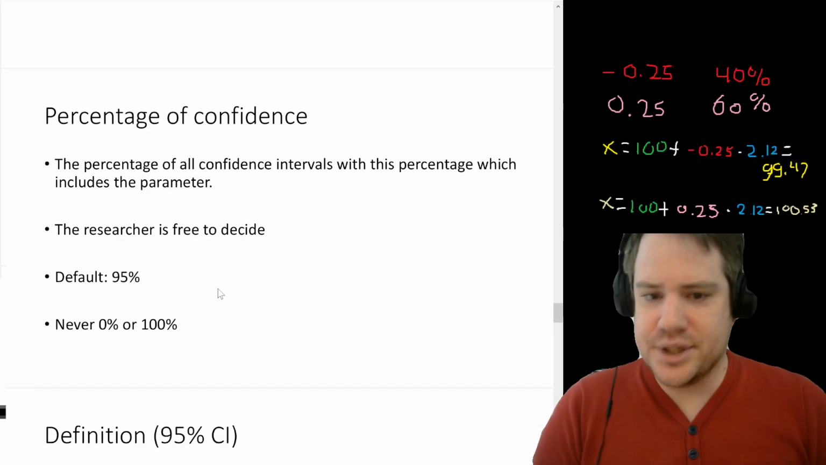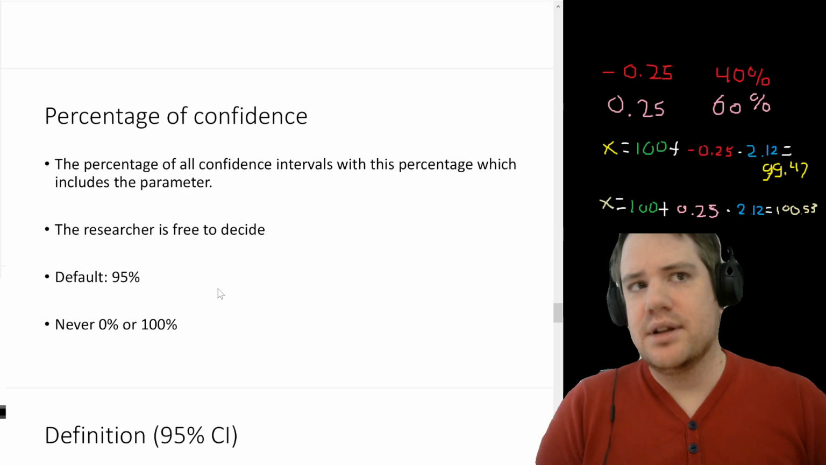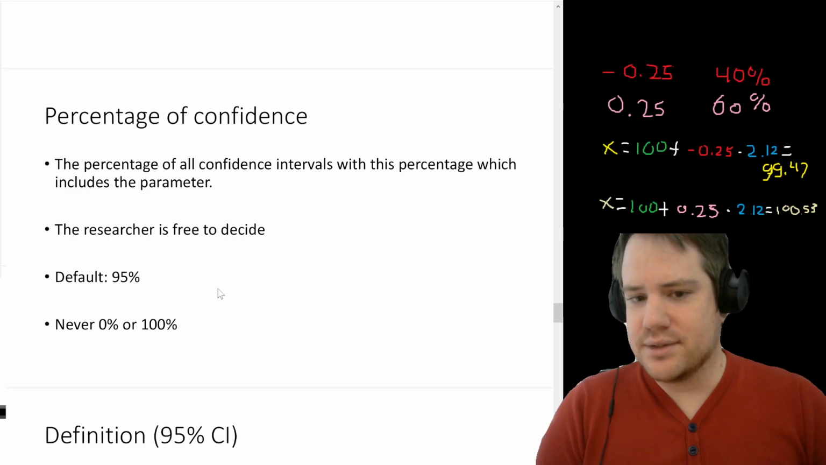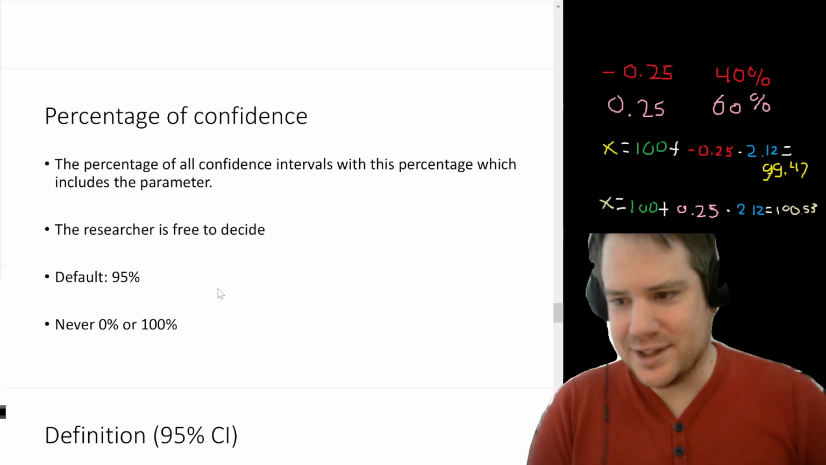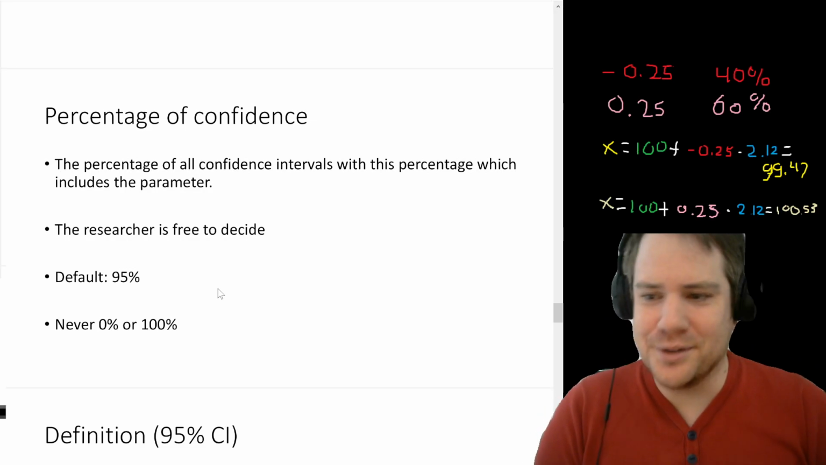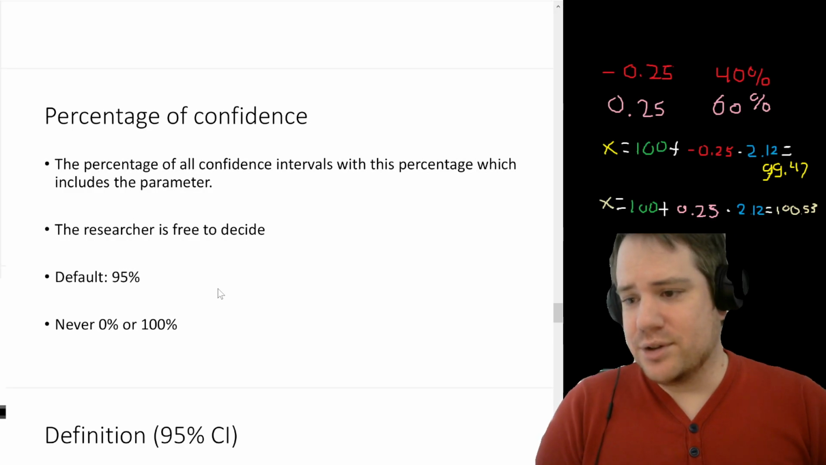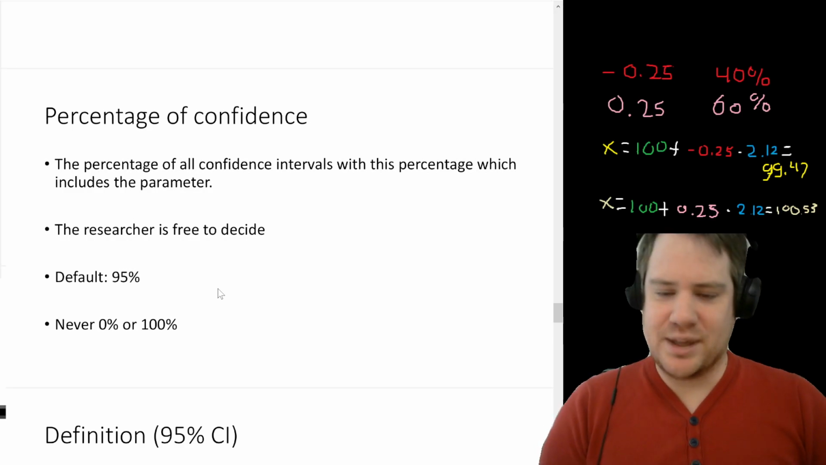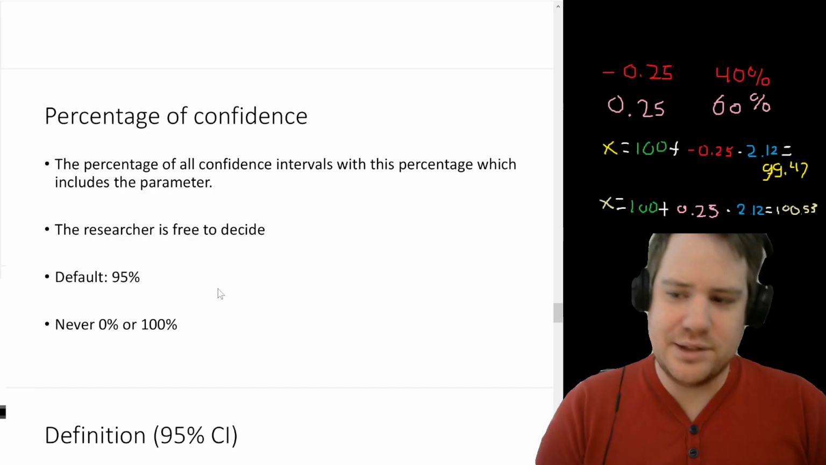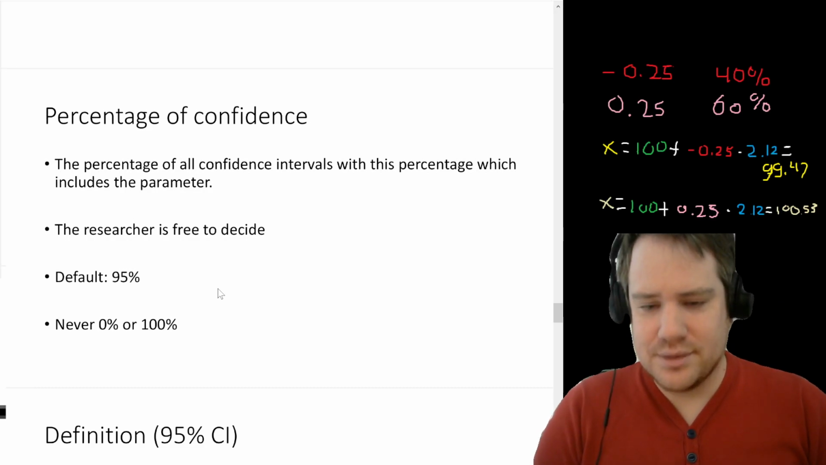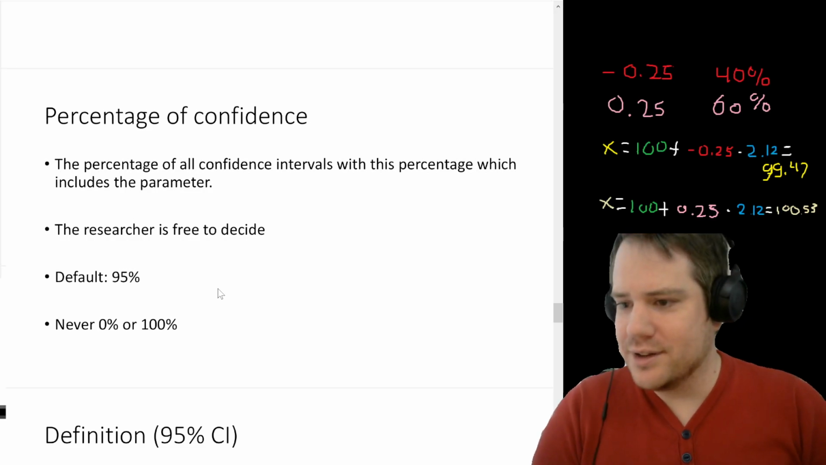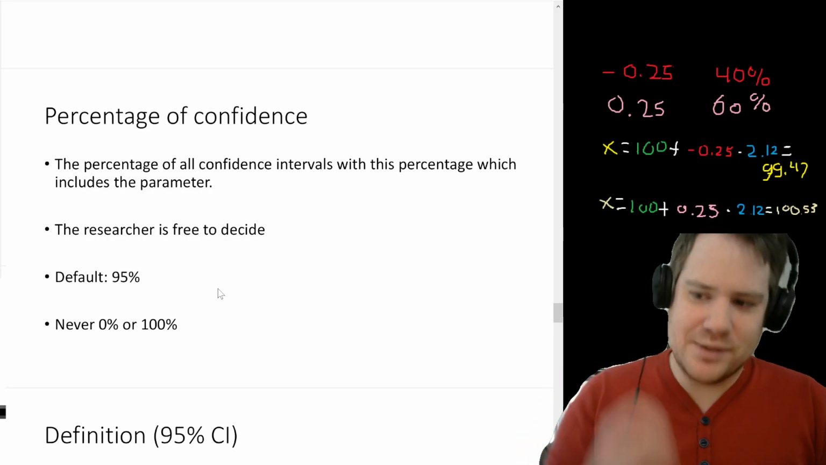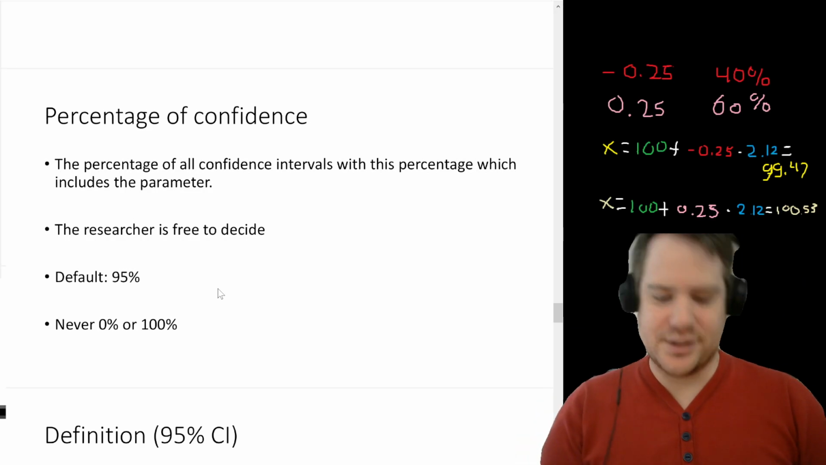And there are also situations where you want something narrow enough and 95% doesn't give you anything narrow at all. So then you can go to, for example, 90% to just make it a little less confident, which isn't ideal, but it does at least give you an interval that's narrow enough that you can work with it. You sacrifice a little bit of confidence to have an interval that's a lot narrower.